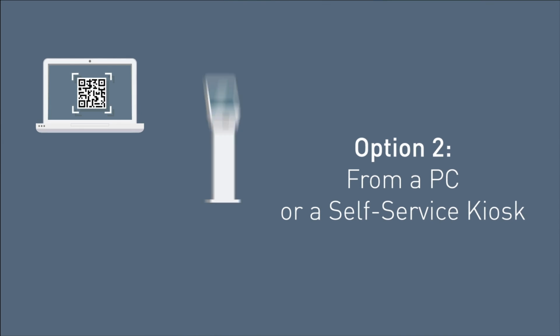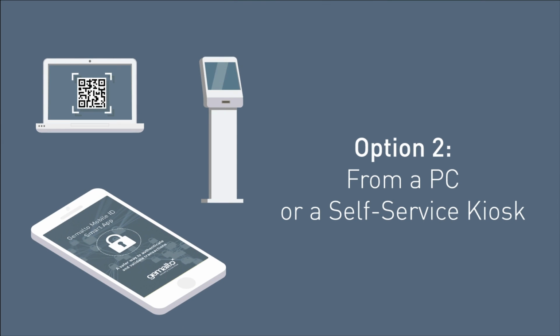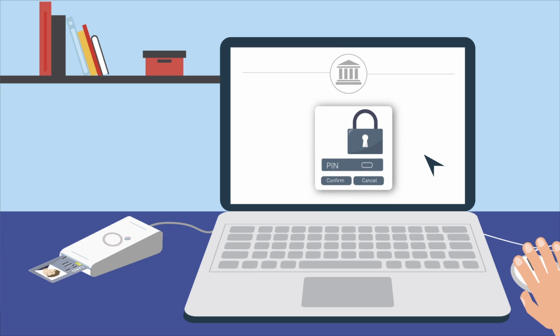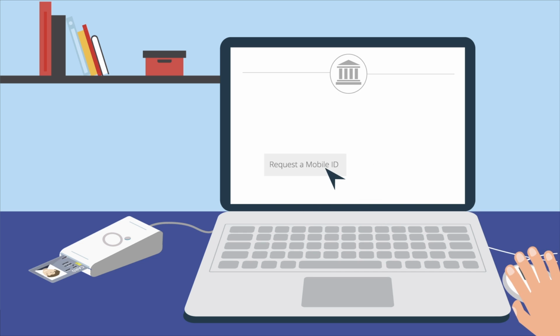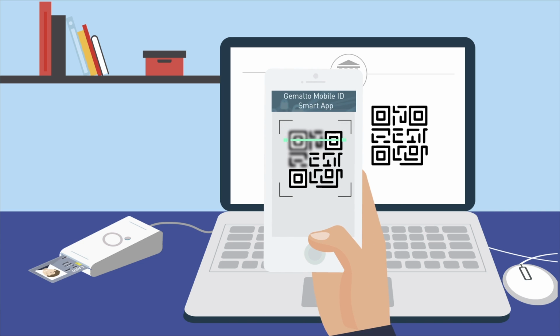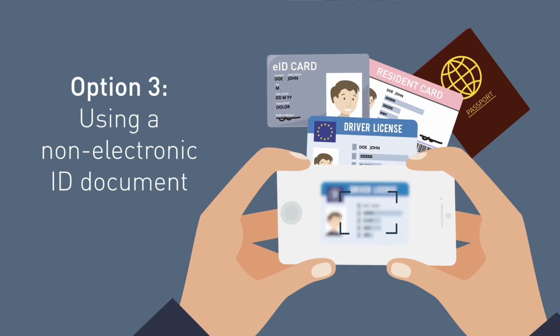John could also choose to enrol via an e-government portal, through his PC, or at a self-service kiosk. Once John has securely authenticated with the e-government portal using his secure electronic ID card, he can request a mobile ID and a QR code will be generated. Then, all he has to do is scan the QR code to securely bind the mobile ID app to his own identity.